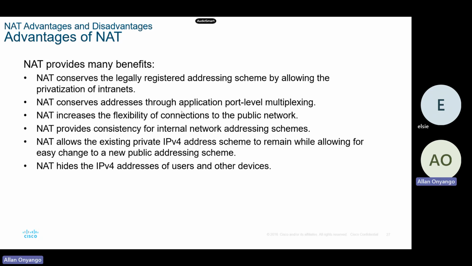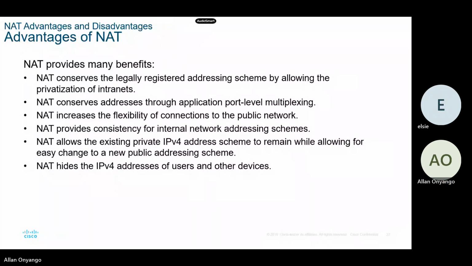All right. So let's learn some advantages and disadvantages of NAT. So first and foremost, NAT is used to conserve the public IP addresses. You know, the public IP addresses are the legally registered addresses. NAT also conserves the addresses through what is called port level multiplexing. That's when we are having translations at the very level of the port numbers, where we can have one public IP being shared by so many private addresses. So that is that.